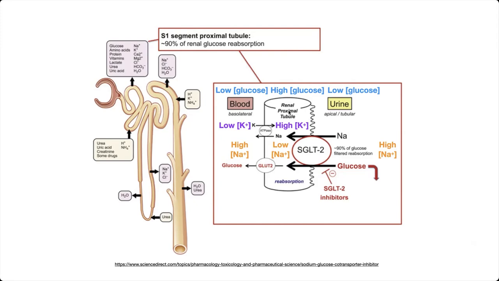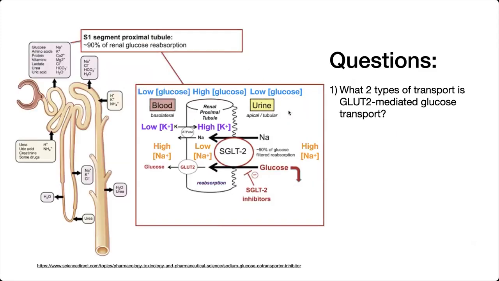And so how are we going to do this? Let's think about these different transporters that are involved. So let's look at this GLUT2. This question is asking us what two types of transport is GLUT2-mediated glucose transport? And so we're going to have to identify it as either co-transport, uniport, those sorts of terms, as well as active and passive, and then the subclassification. So whether it's facilitated diffusion, simple diffusion, primary active, or secondary active.